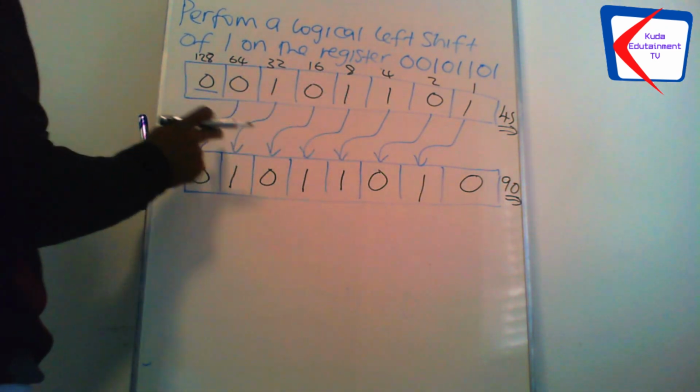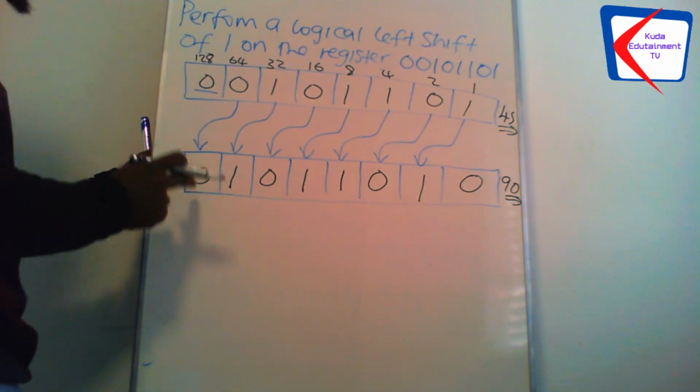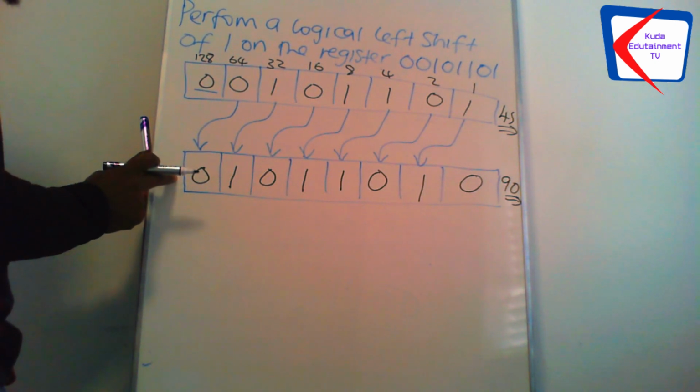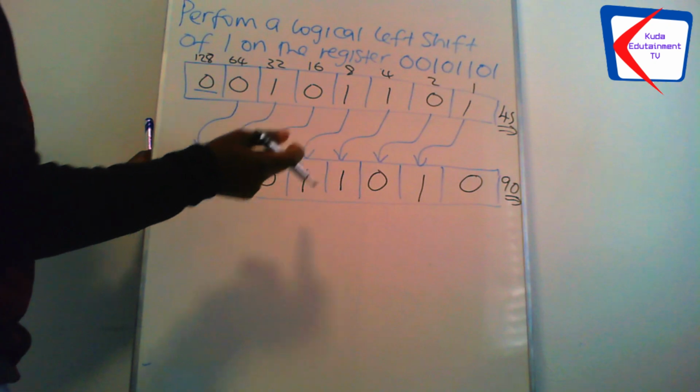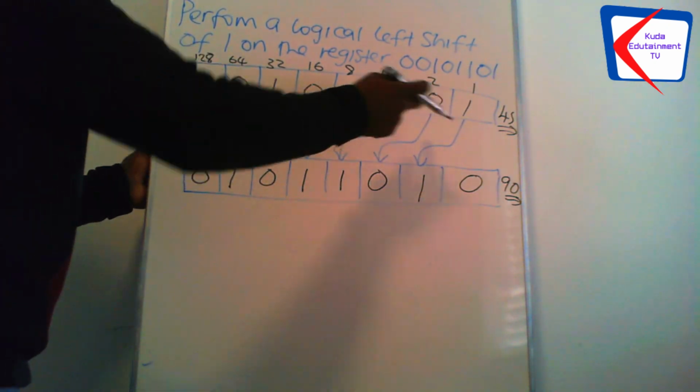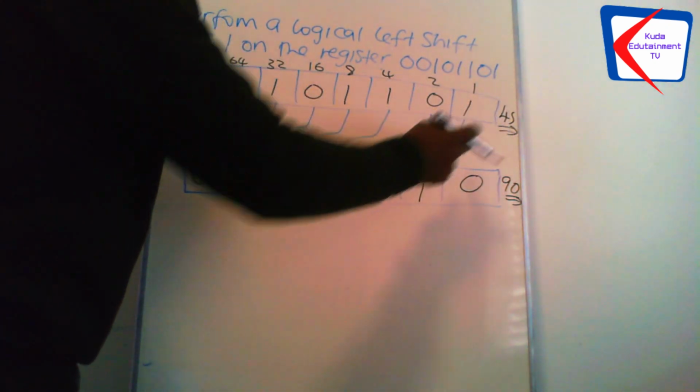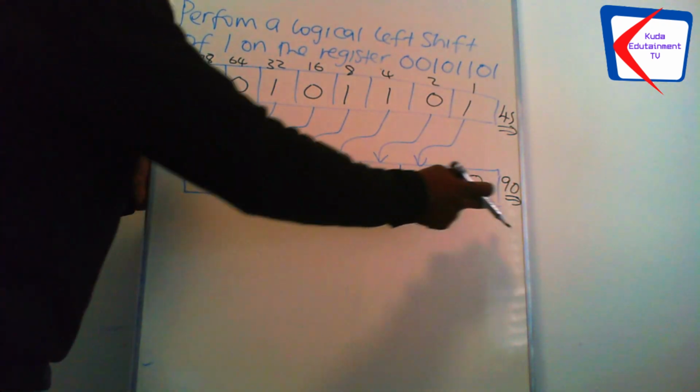It has multiplied our first binary number by 2 for us to get the second binary value, right? So this is how we do it. We simply convert this binary number into a denary number. We also convert the result into a denary number.